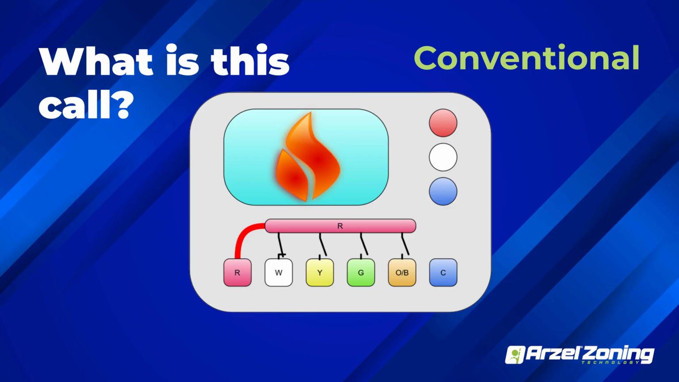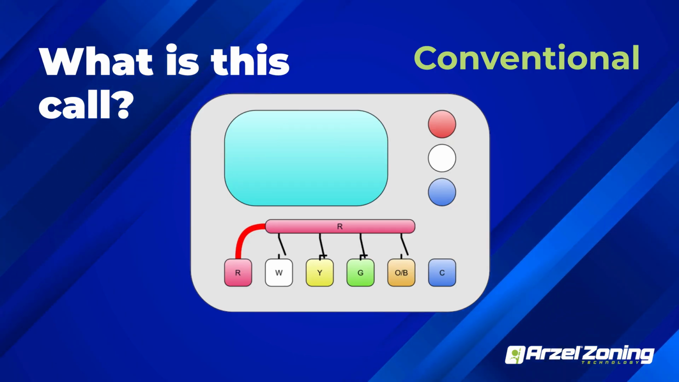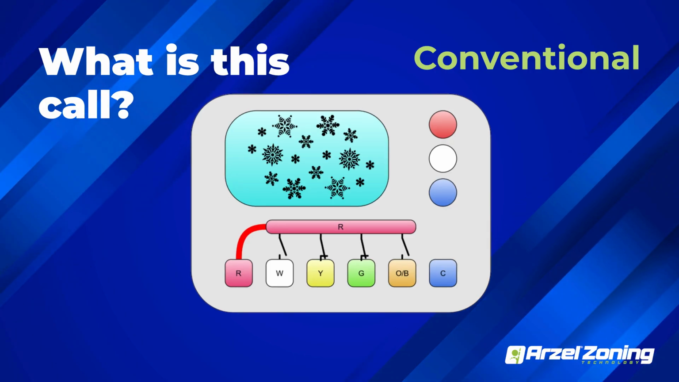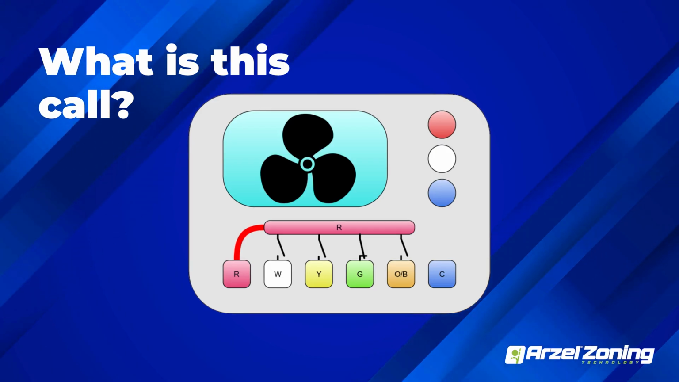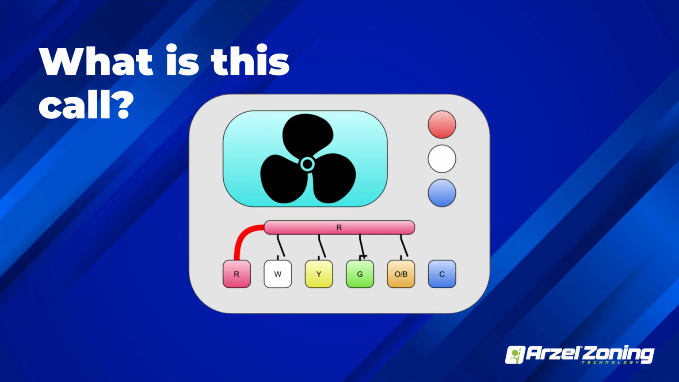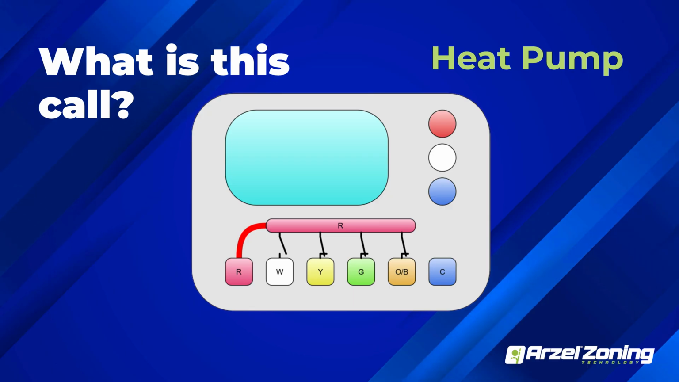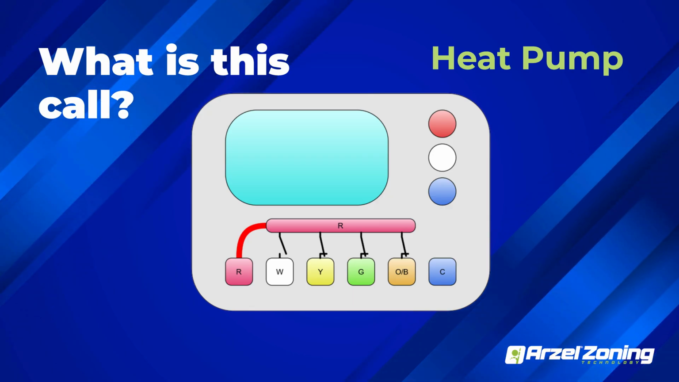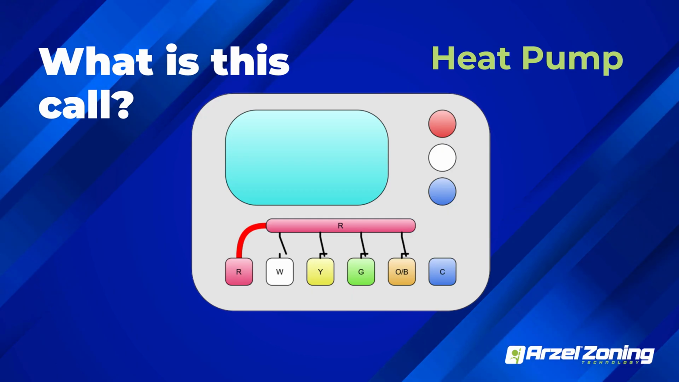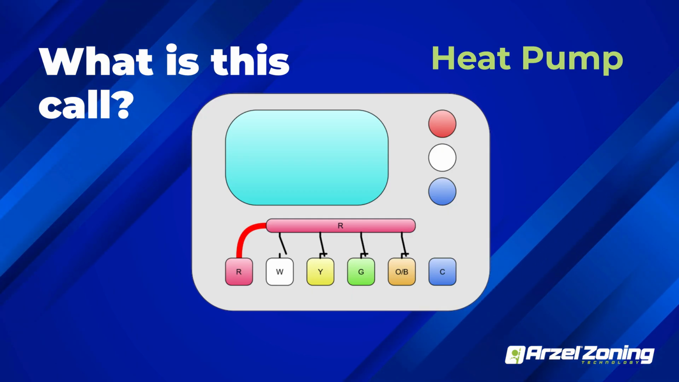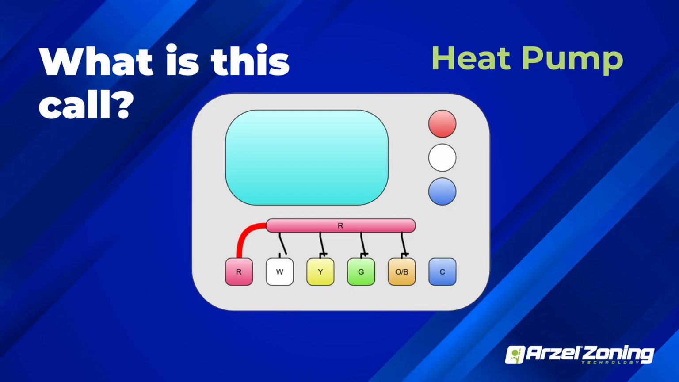How about now? What's this call? This is a cooling call. Correct. This one's pretty simple. Fan call. The G contact is closed. But now we have a heat pump. There's something with the Arzel panels that determines what call this is from the thermostat. So looking at that with a heat pump system, thinking specifically Arzel panels, what is this call?